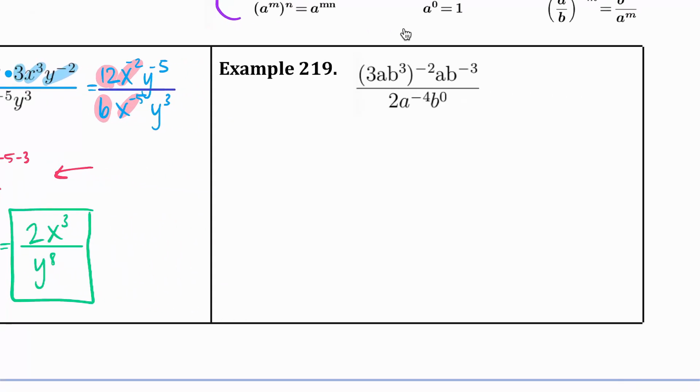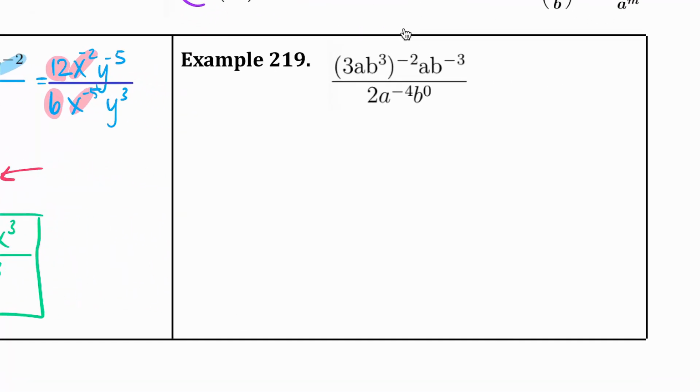Okay, on example 219, we've got a lot going on here. We've got a power rule. We've got an exponent raised to an exponent. We've got multiplication going on here, or our product rule. And we've got some division. We've got our quotient rule. And notice here, this is b to the 0. We know that just means 1, so I'm going to ignore that it exists.